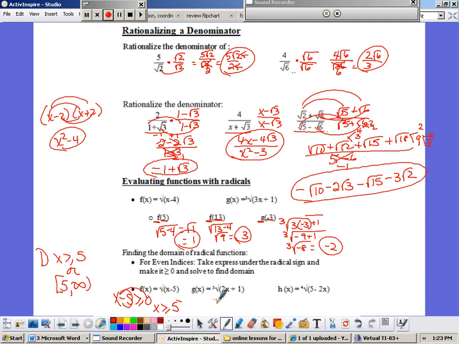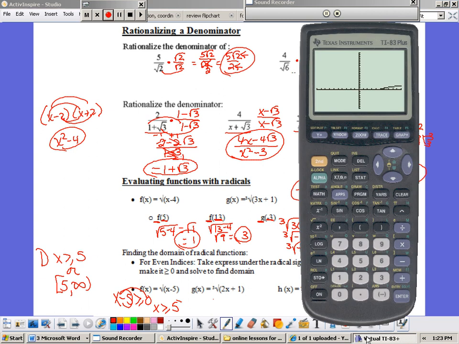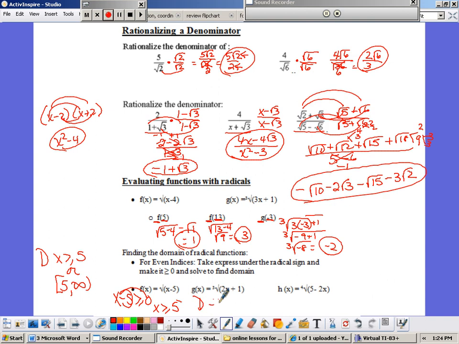Okay, this is the third root. Now, let me graph it for you first so I can explain to you why I mean this. I'm going to go to math. I'm going to go to the third root. And I have 2x plus 1. Graph it. Now look, the left side goes to negative infinity. The right side goes to positive infinity. There is no restriction on a cubic root. Therefore, the domain is negative infinity to infinity.